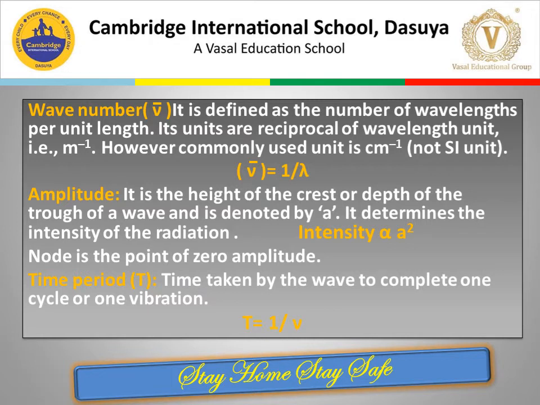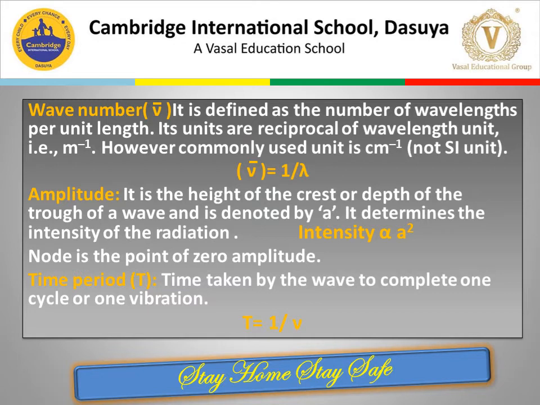Next characteristic is the amplitude. It is the height of the crest or depth of the trough of a wave and is denoted by A. So it is the maximum displacement from the mean position in any direction, either positive or negative. It determines the intensity of radiation. The intensity is proportional to the amplitude squared. The node is the point of zero amplitude. So the mean position is basically the node position where the amplitude is 0.